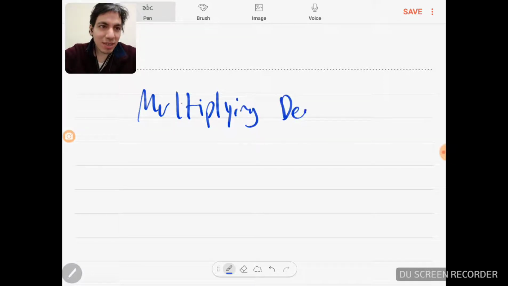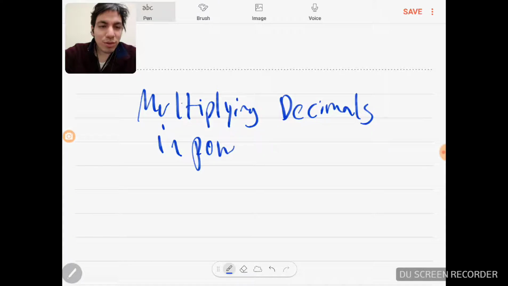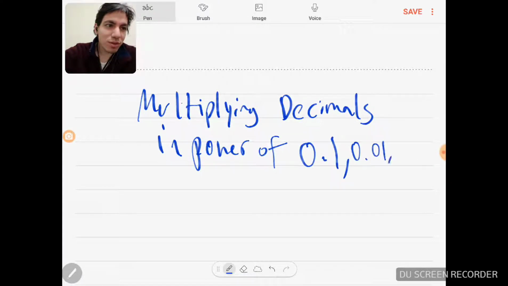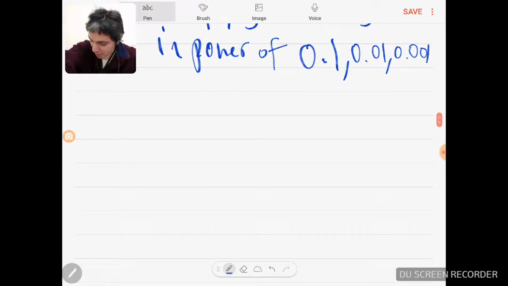Multiplying decimals. Yeah, you can't read that. Multiplying decimals in powers of 0.1, 0.01, and 0.001, and so forth and so on. So what does that even mean? So let's see, what do we get here? So again, let's see. So the rule is this.